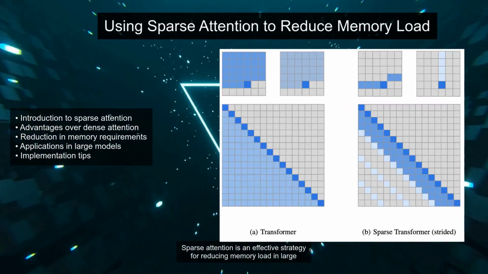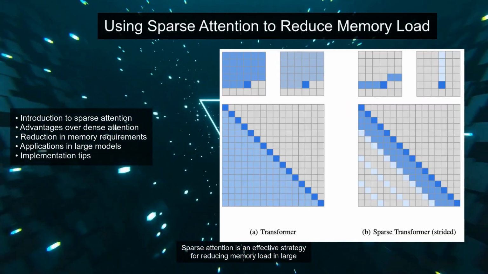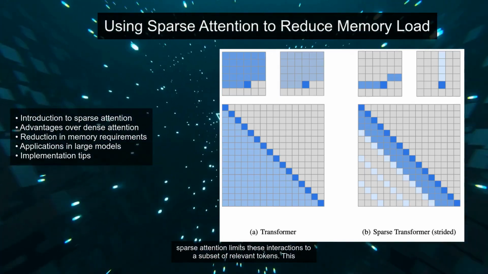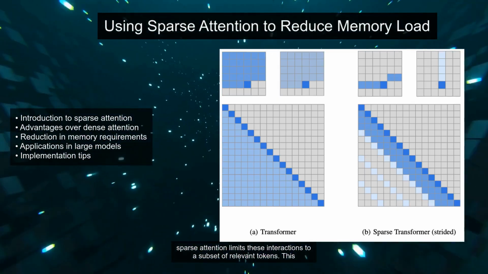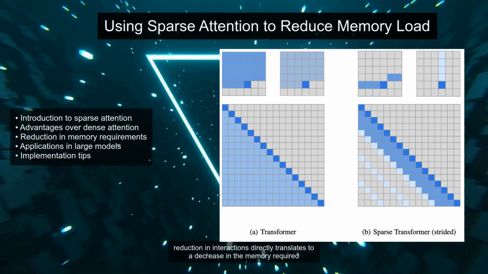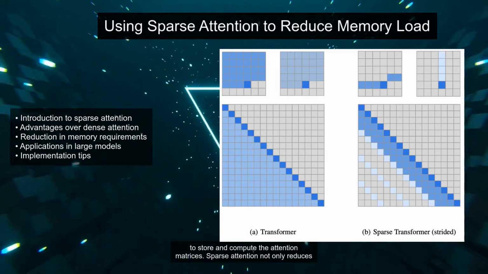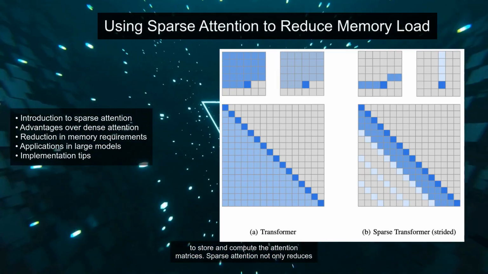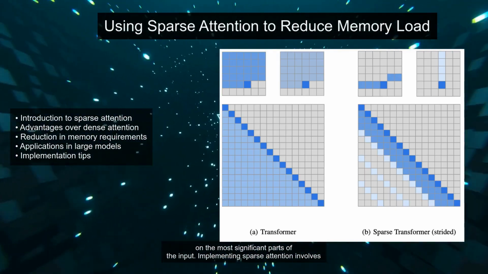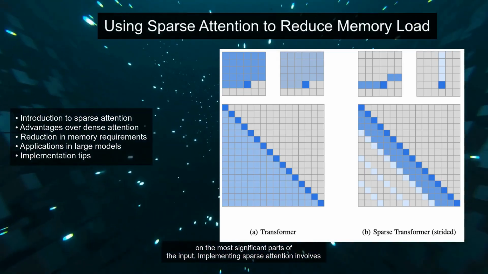Sparse attention is an effective strategy for reducing memory load in large language models. Unlike dense attention, which considers all possible interactions between tokens, sparse attention limits these interactions to a subset of relevant tokens. This reduction in interactions directly translates to a decrease in the memory required to store and compute the attention matrices. Sparse attention not only reduces memory usage but can also improve computational efficiency by focusing processing power on the most significant parts of the input.